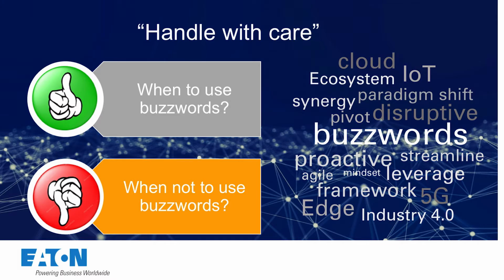There are certain things, phrases, words that we should handle with care. They're called buzzwords, right? In English: disruptive, proactive, pivot, streamline. How do we leverage that? Can we do a synergy? Is there a paradigm shift in our industry? How's the ecosystem, the environment set up? And obviously the cloud and Internet of Things, it's all geared into the new Industrial Revolution 4.0, right?